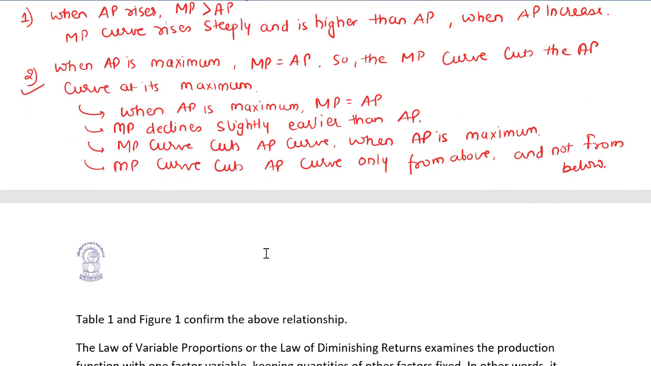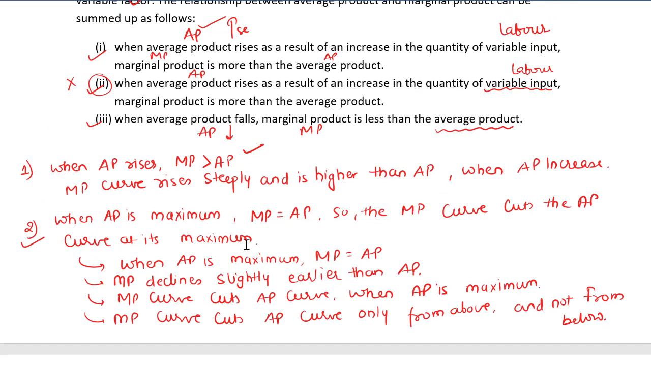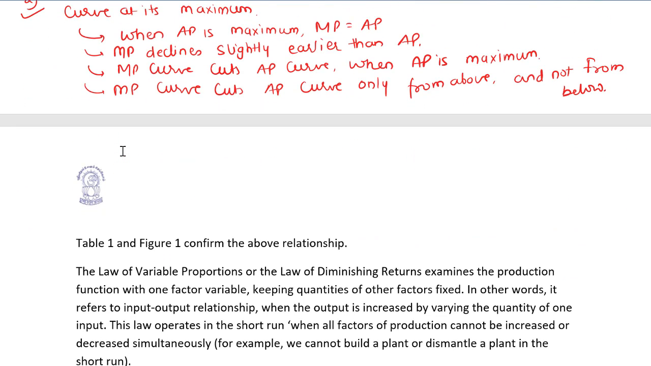Point number 2, did you understand? Just see point number 3 now over here. When average product falls, marginal product is less than the average product curve. Point number 1, when AP increases, marginal product is greater than AP. When AP is maximum, MP equals AP. And point number 3, when AP falls, MP is lower than AP. When average product decreases, we can say that MP is lower than AP.